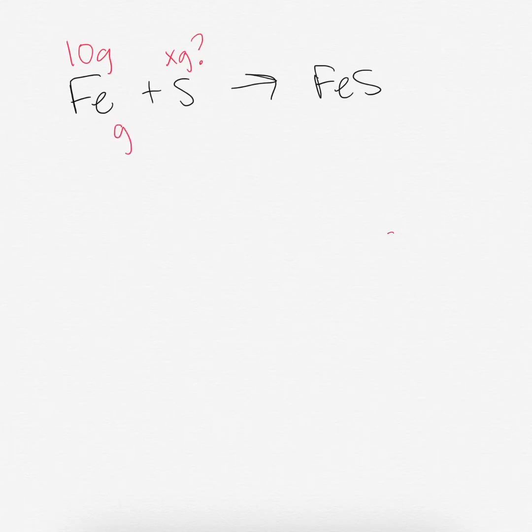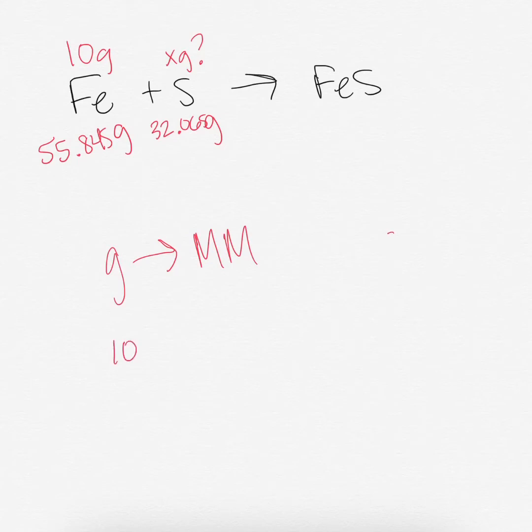The next thing I want you to do, if I have grams up here, my same unit needs to go below. So anytime I have grams, that tells me I'm going to go to my periodic table and find the molar mass of those elements. So I'm looking for the mass of iron, and that is 55.845, and then I need the mass of sulfur. I'm going to plug that in. That is 32.065, and now I have a proportion.